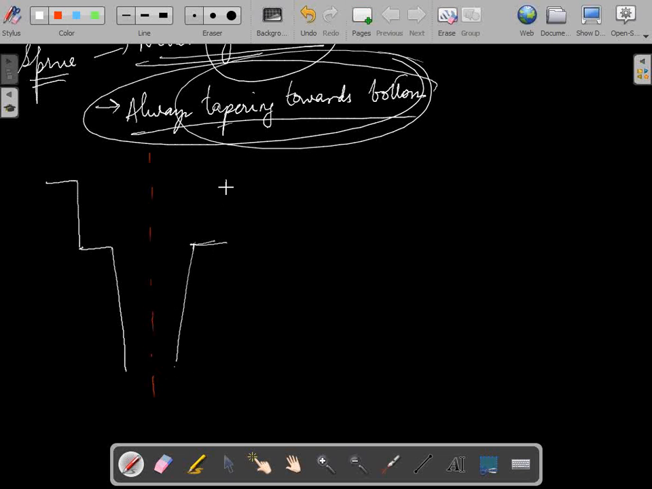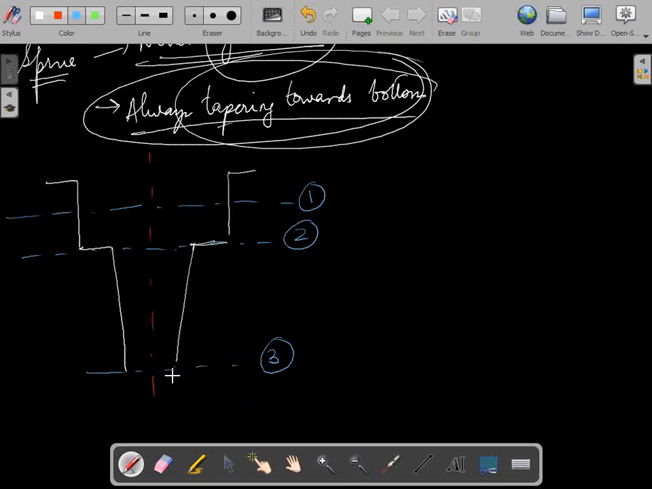Okay, right. Okay, and let me draw three sections. This is my first section, section 1. This is my second section, section 2, and this is my section number 3.